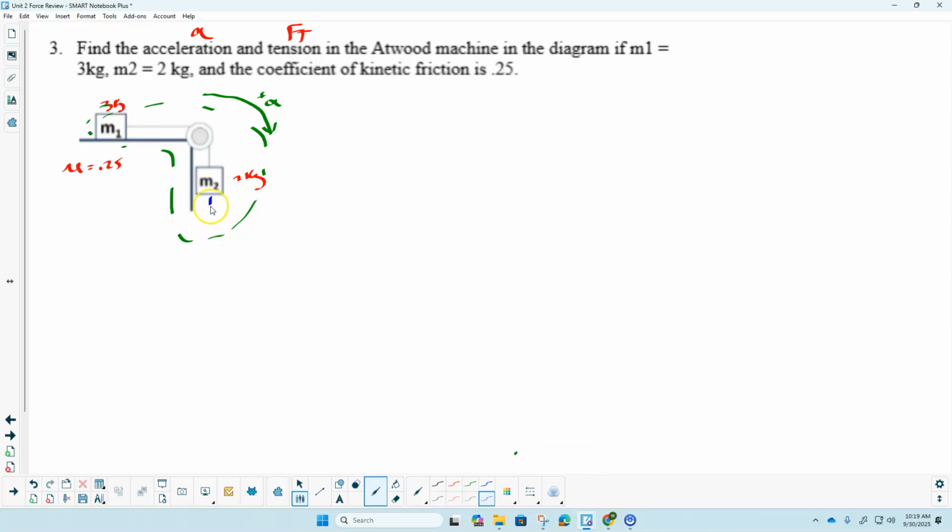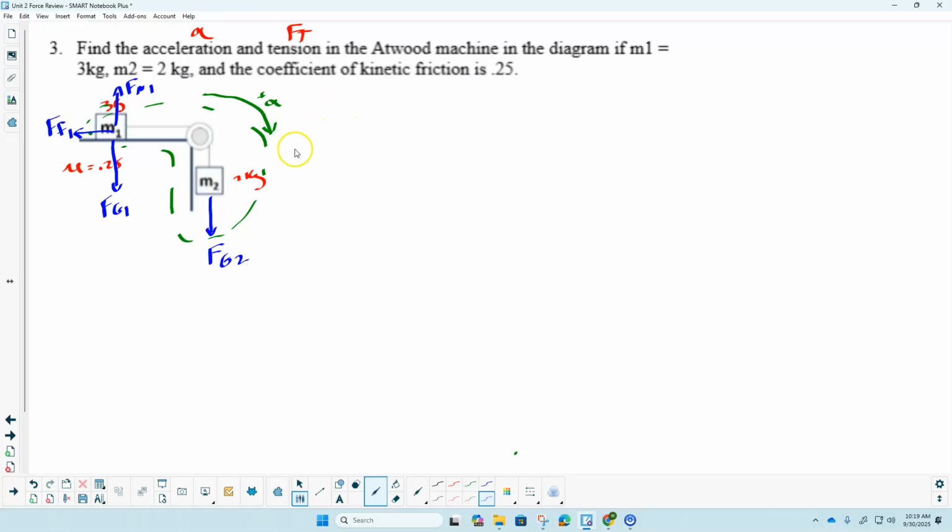We label our external forces. So we have the force of gravity on 2, which is an external force. We also have the force of gravity on 1, which is an external force. We have the normal force on 1, which is an external force, and then we have friction on 1, which is an external force. We don't draw the tension in this picture because the tension is internal, and we only deal with external forces.